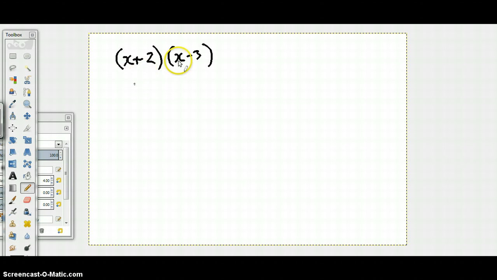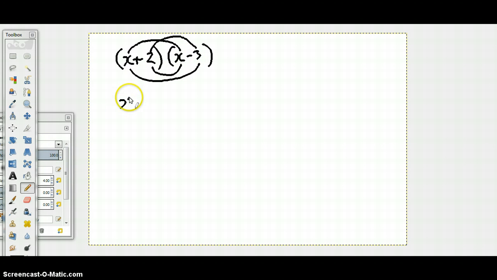so let's start with this one, x plus 2 times x minus 3. We're going to expand it, and if you remember, the best way to do it is to use this sort of smiley face method. We're going to do the x times the x, the 2 times the minus 3, the x times the minus 3, and the 2 times the x. So we're going to multiply those four things together and get our nice smiley face.